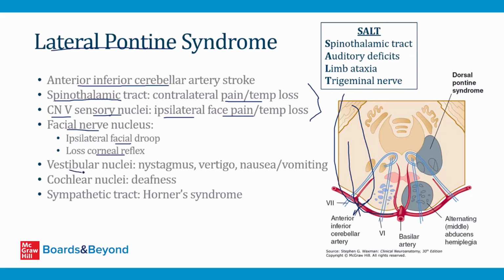And then the vestibular nuclei are found in the lateral pons, so damage here can lead to nystagmus, vertigo, nausea, and vomiting. The cochlear nuclei are also here, so you can get deafness. And then last but not least, sympathetic nerve fibers are also found in the lateral pons, so when they're damaged, you can get a Horner syndrome, which I talk about in other videos. It involves drooping of the eyelid and an abnormal pupil on one side of the face.